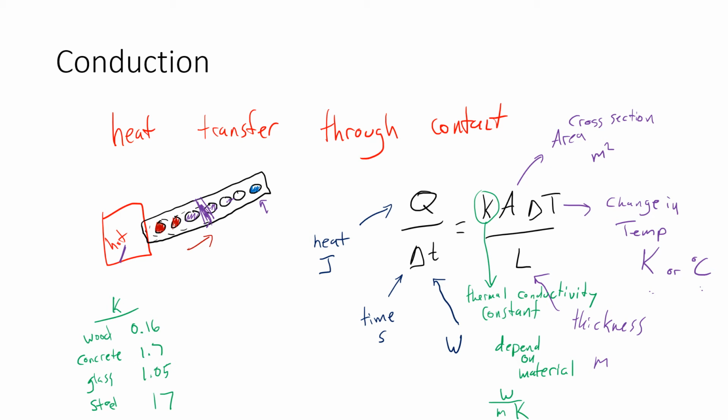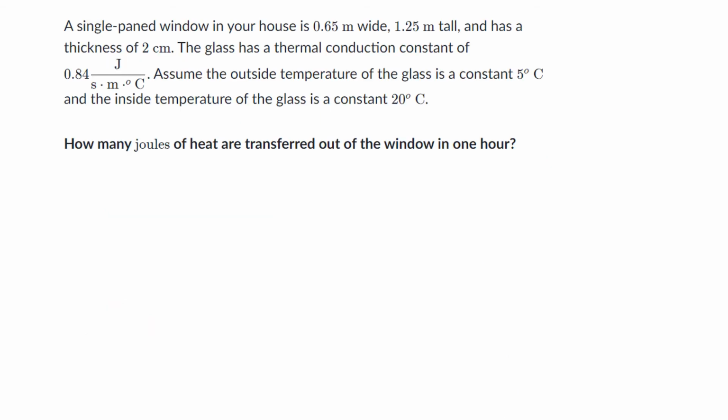All right. So we're going to do a practice with this one now. A single paned window in your house is that wide, that tall, and has a thickness of 2 centimeters. This glass has a thermal conductivity of 0.84. Assume that the outside temperature of the glass is 5 degrees Celsius, inside temperature is 20 degrees Celsius. How much energy are you going to lose out of the window in an hour?